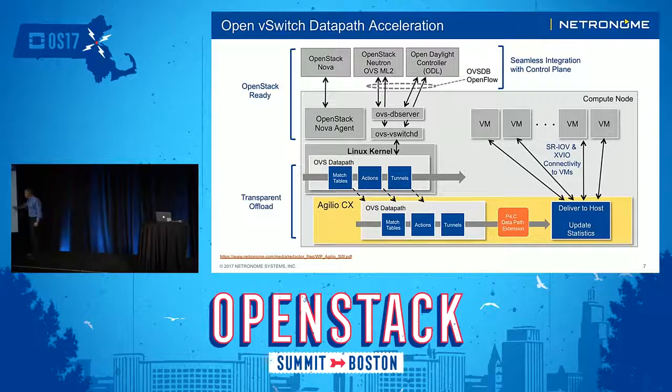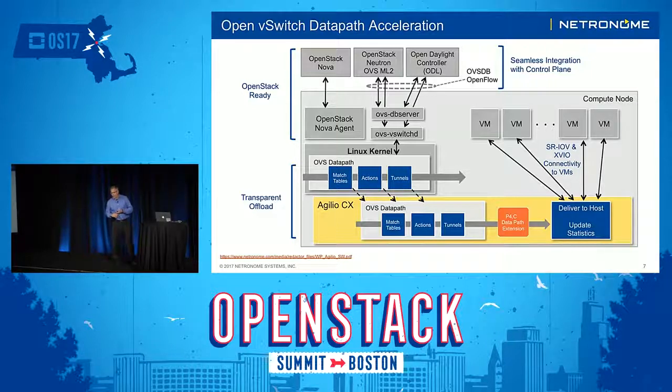When you look at your traditional environment where you've got your virtual machines on your server, when you look at this box, this is the Agilio NIC itself. It ties in to your Linux kernel where OVS is running. We mirror that data path. So we've got our match tables, we've got our actions, we've got all tunneling protocols. We also can add additional features with scripting language P4.